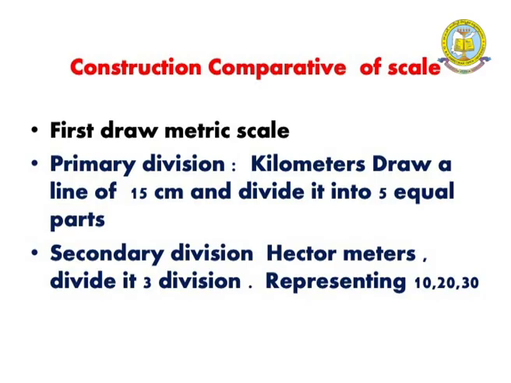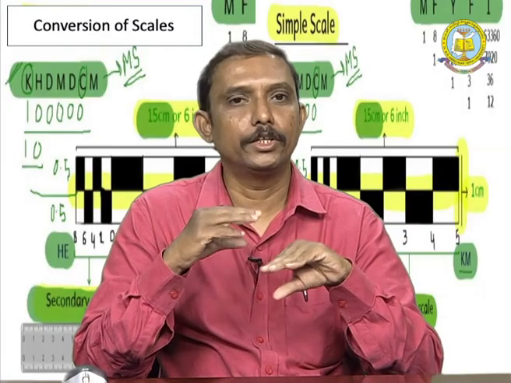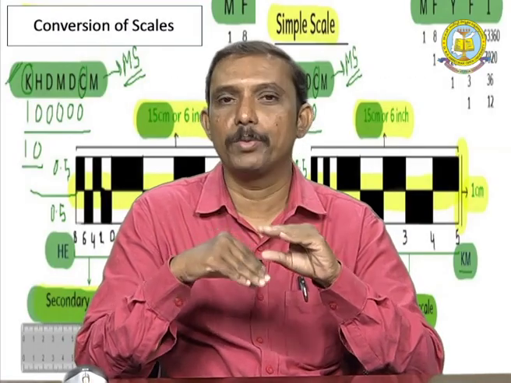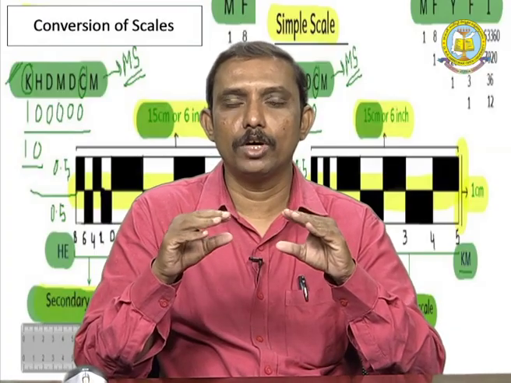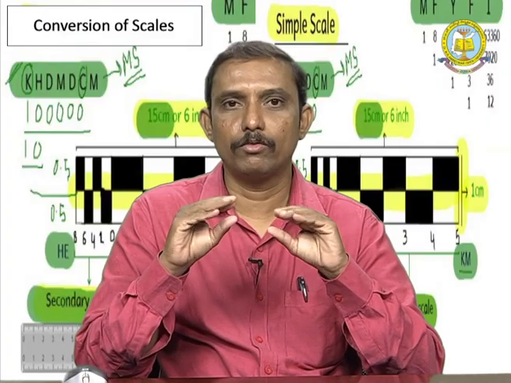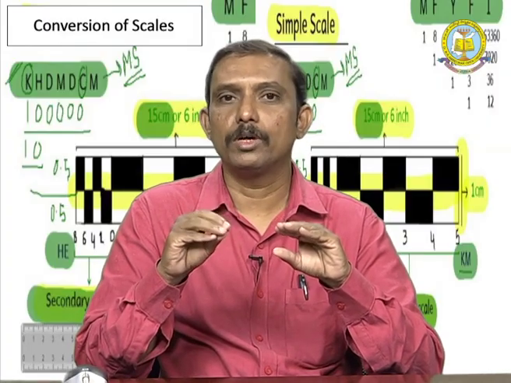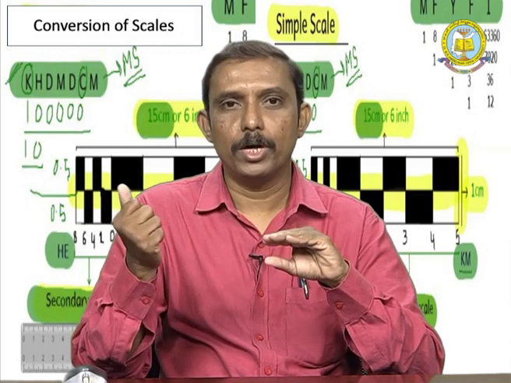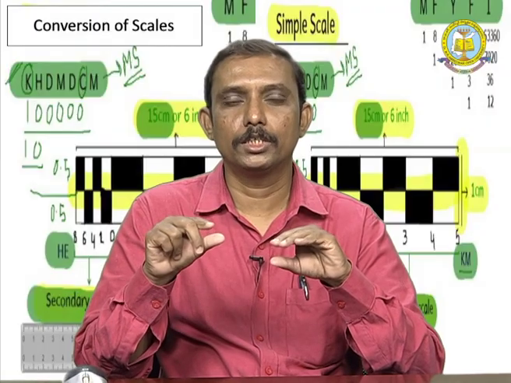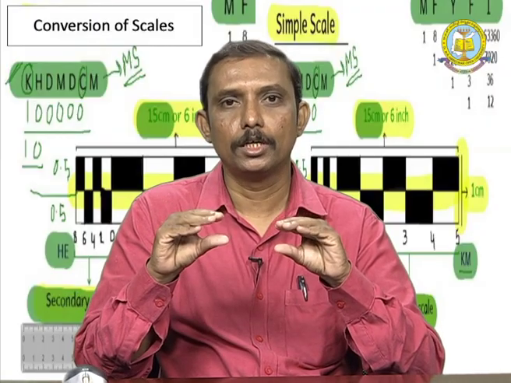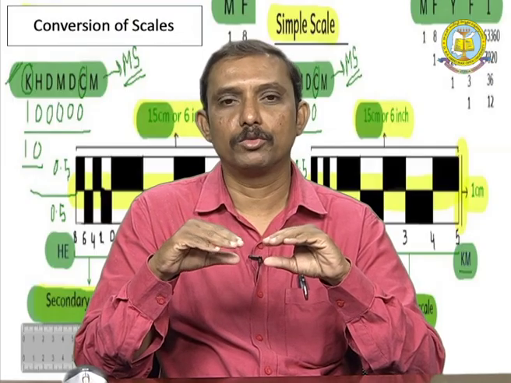In a comparative scale, you are given two units of measurement, and you are comparing the two units. What are the two units? You are comparing the metric system and the English system. You have to draw two scales and compare them. In a simple scale, we have constructed only one, either metric or English, but here in a comparative scale we are constructing both the metric system scale and the English system scale.